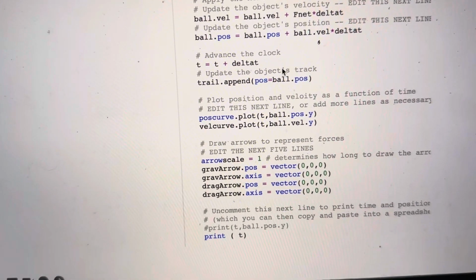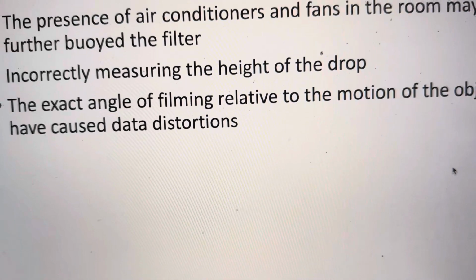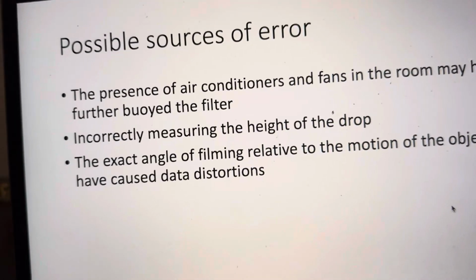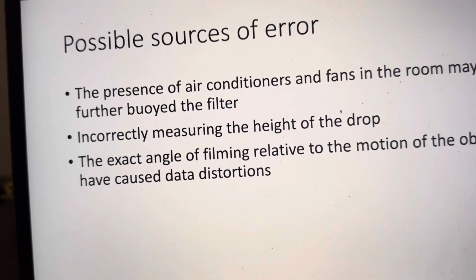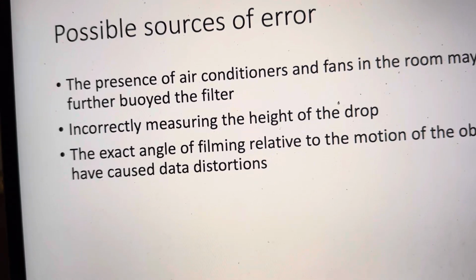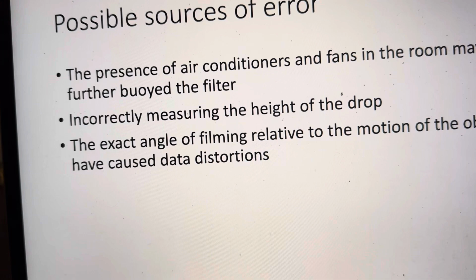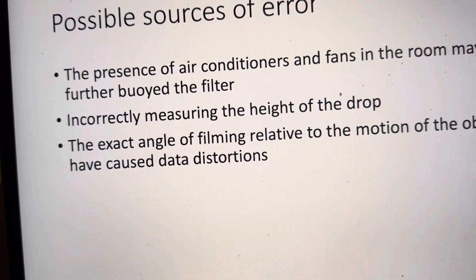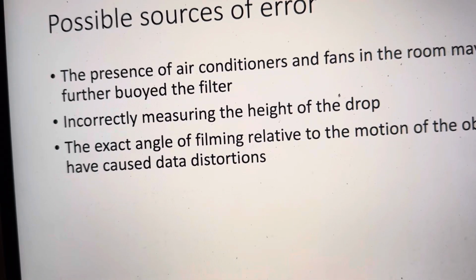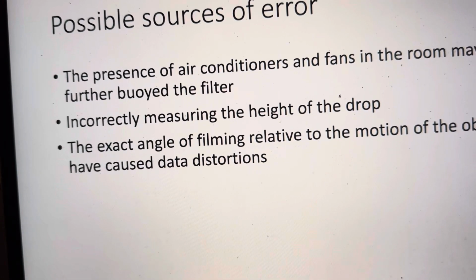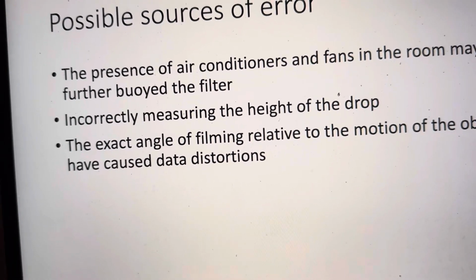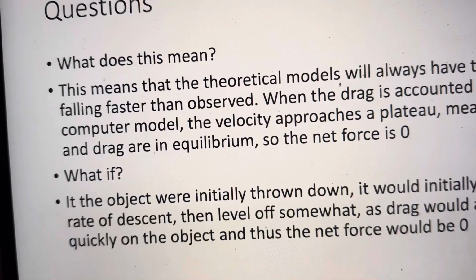Possible sources of error in this experiment were the presence of air conditioners and fans in the room, which may have further buoyed the filter. The height of the drop might have been incorrectly measured, so it might not have been exactly 1.5 meters, and the exact angle of filming relative to the motion of the object could have caused data distortions in Tracker.